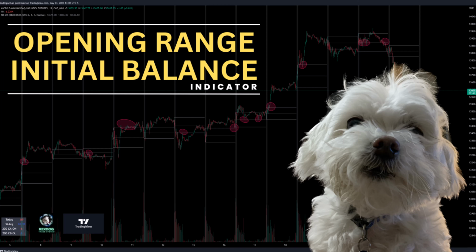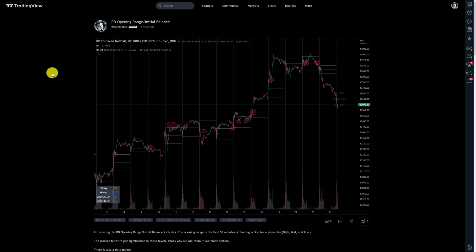I'm excited to announce the RD Opening Range Initial Balance Indicator. This is a free indicator that you can add to your charts. You'll find it on TradingView. You'll also find a link down below in the description to add this to your chart. So what is the opening range and initial balance? Quite simply, this is the first 60 minutes of the actual trading day.